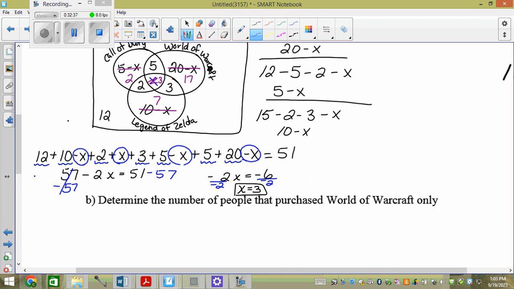Determine the number of people that purchased World of Warcraft only. How many would it be? How many purchased World of Warcraft only? 17. Make sure you're writing sentences on the test.